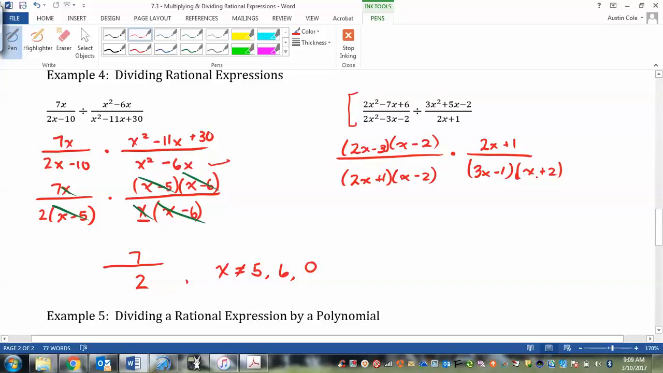Okay, so before we start canceling, we need to figure out which values x cannot be. I think this is easy. X can't equal what here? X can't equal 2 and x can't equal negative 2. So x cannot equal, I'm going to call that plus or minus 2.